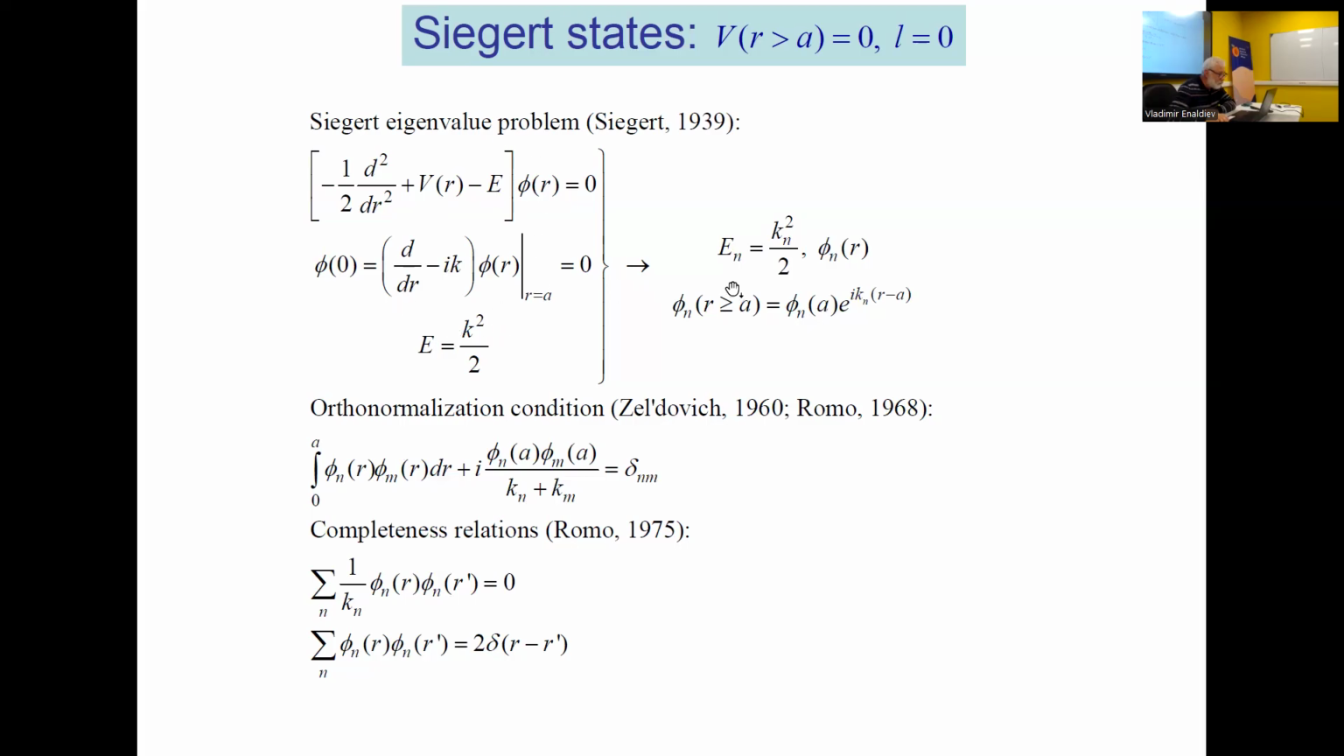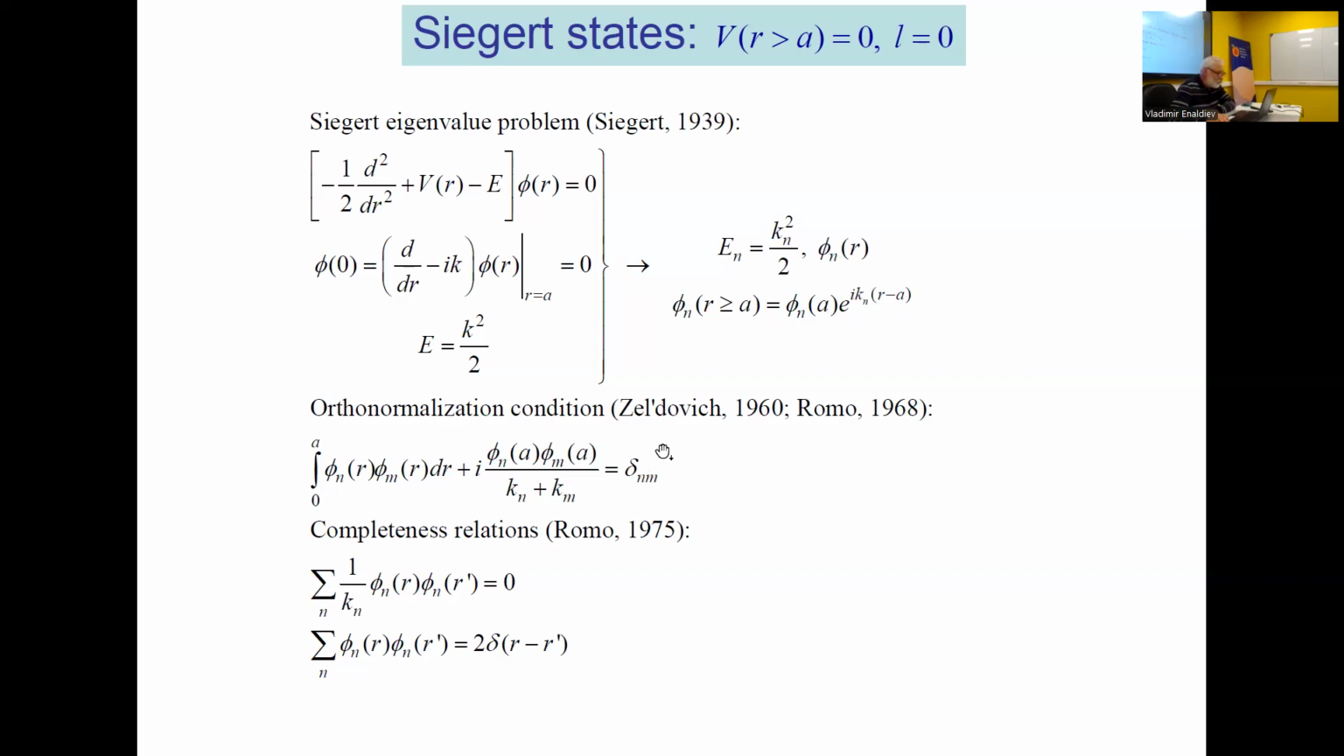So this eigenvalue problem defines a purely discrete set of states with energies and eigenfunctions. And outside the point A, where the potential disappears, these eigenstates have the following behavior. And so it's purely outgoing. And since K, as I will show later, is generally complex, this exponent grows. This exponent grows, which means that the first problem you have to solve is how to normalize such states which exponentially grow as R goes to infinity.